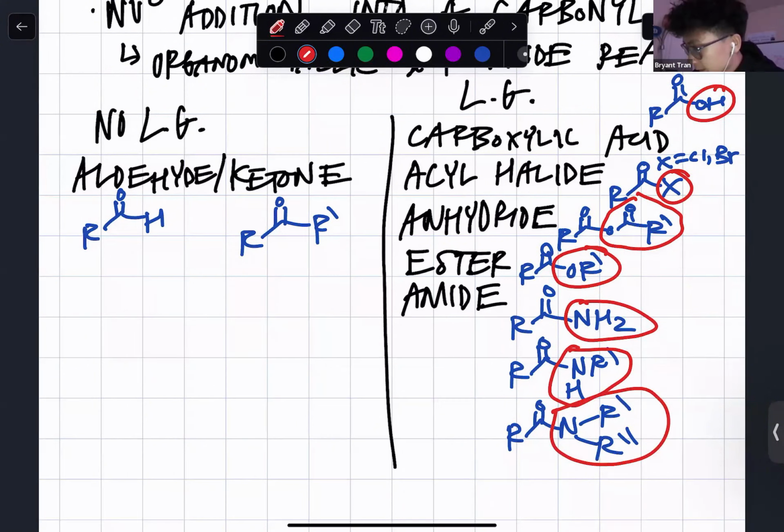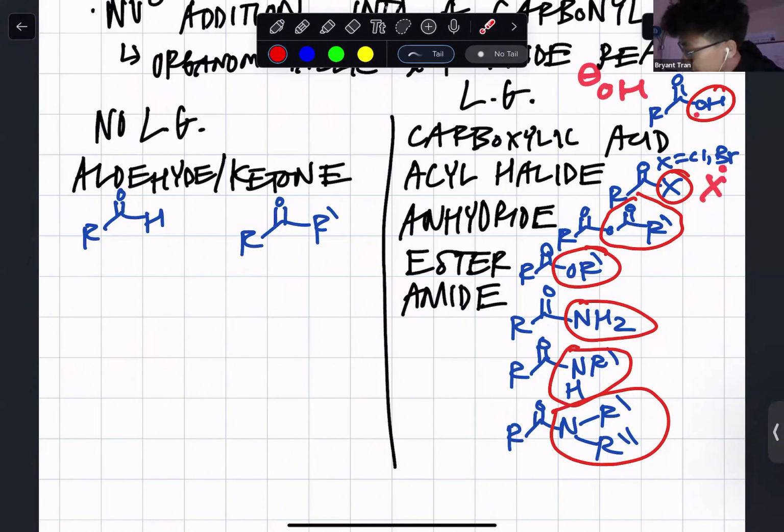Which is like that, right? All of these groups here are going to be relatively stable when they leave with a pair of electrons, right? If the oxygen leaves here with a pair of electrons, it will become negatively charged. It's stable because that oxygen is electronegative enough to handle that negative charge.